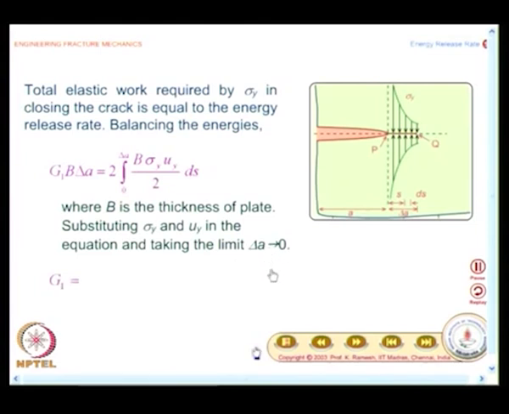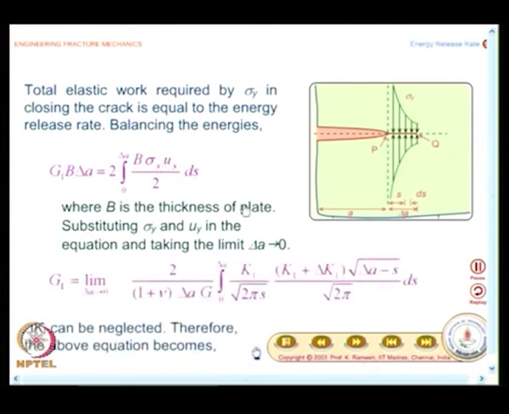So, I am going to simplify the expression. I will write what is the expression for sigma y and u y, and there is scope for me to simplify the expression for u y. If I write the expression as such, it turns out to be limit delta A tends to 0, 2 by 1 plus nu delta A into G, then you have the integral 0 to delta A k 1 divided by root of 2 pi s multiplied by k 1 plus delta k 1 multiplied by root of delta A minus s divided by root of 2 pi into ds.